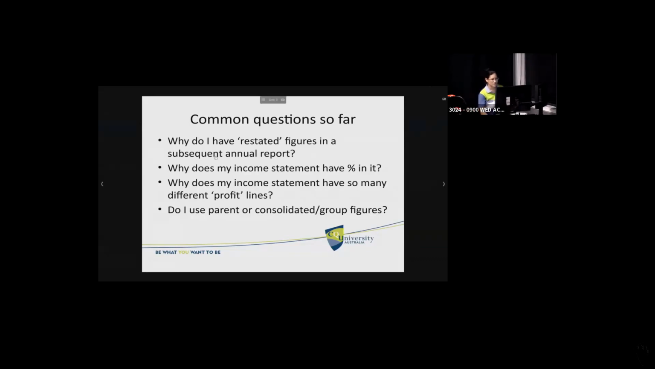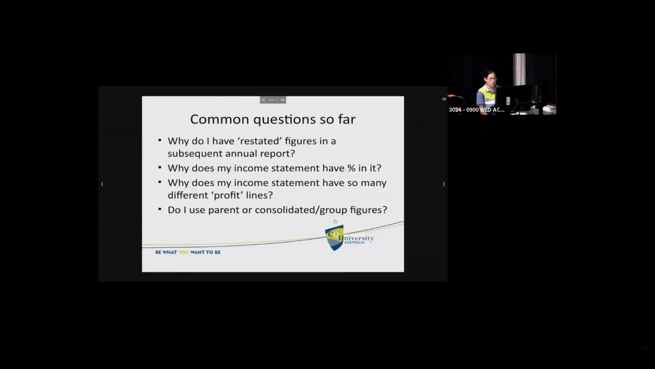So the short answer to that long explanation was, why does my income statement have so many different profit lines and percentages and other figures in it? It's to provide more information to all the different users of that general purpose financial statement.